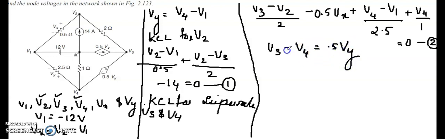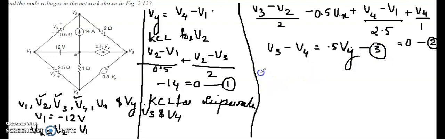Okay. So we can put the Vx values, Vx as V2 minus V1 here. And what is Vy? We didn't write Vy. Okay, here it is. So we can put this Vy over here and Vx as this. Vx is V2 minus V1 and for Vy we can put V4 minus V1. So we can rearrange these equations 1, 2 and 3.